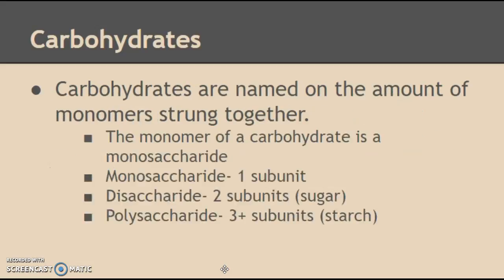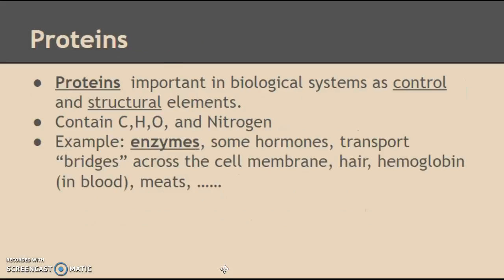Carbohydrates are named based on the number of monomers strung together. The monomer of a carbohydrate, all carbohydrates, no matter which one, is a monosaccharide. The monosaccharide is 1 subunit, and it can be used as a carbohydrate. You don't need lots and lots of these together. So we use glucose, which is 1 subunit. When we string 2 of those together, we get a disaccharide, di meaning 2, so 2 subunits of a sugar. And then the last one is a polysaccharide. When we have 3 or more of those together, we call it a polysaccharide, which has 3 or more subunits, and which we usually consider a starch.